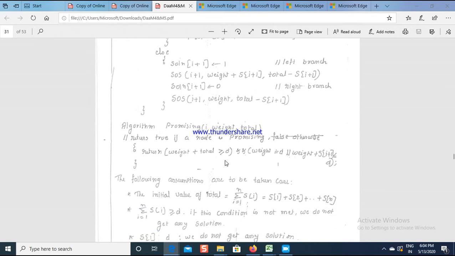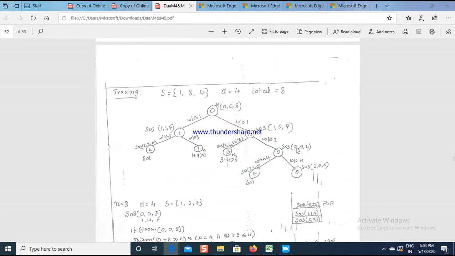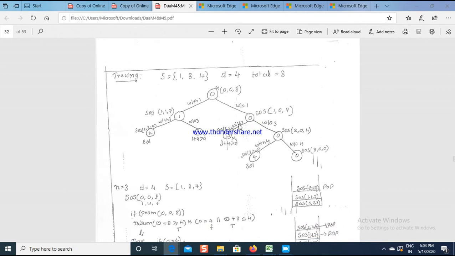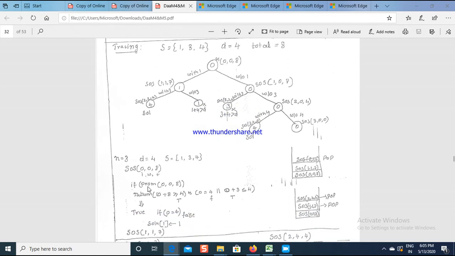Now, how will this be implemented by using a stack? I think all of you got this one, how to write this. Initially, what will be pushed onto the stack? All of you know that when you use a recursive call, you use a stack data structure in order to implement that. So that is what I have done here. Initially 0, 0, 8 will be pushed onto the stack. I'll call 0, 0, 8, and when I call it, I'll call promising.